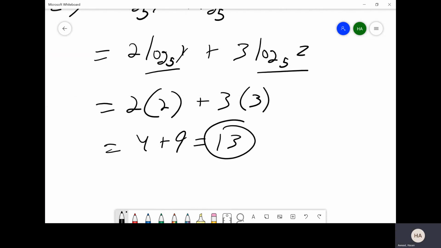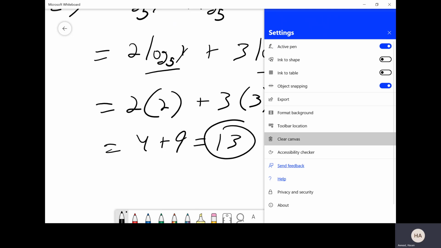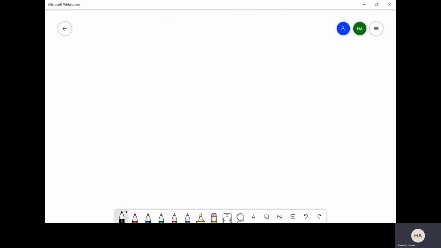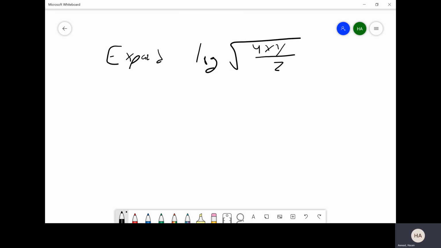Okay, so with all that being said, I want you to do your second classwork assignment here. Your second classwork assignment is I want you to expand the following. So expand the logarithm of the square root of 4xy over z. Okay, so try this out, try expanding it, see what you get when you handle this, and we'll talk about it in just a second.